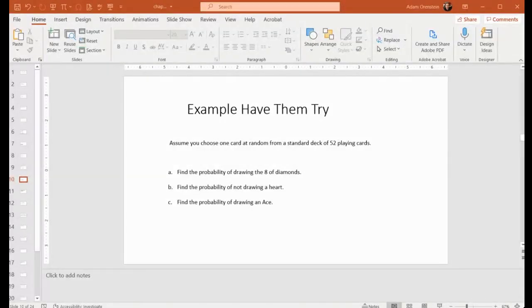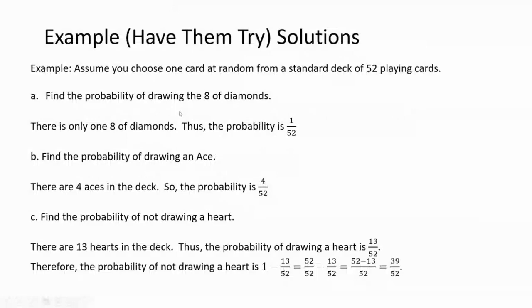Okay, so let's go over this example. We're choosing a card at random from 52 playing cards. What's the probability of getting the 8 of diamonds? Well, how many 8 of diamonds are there in the deck? There's only one. So because there's only one, the probability of drawing it, that is choosing it from the deck, is 1 out of 52.